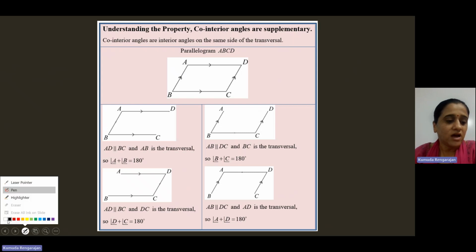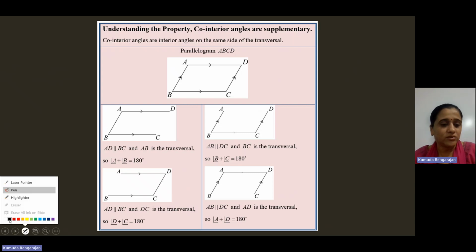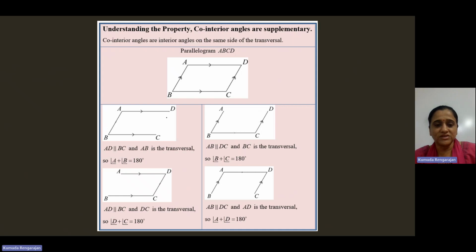So let's understand how this property can be applied in a parallelogram. ABCD is a parallelogram. Now look at this figure. I've erased that side of the parallelogram, which is not needed to understand this property. It's the same parallelogram, but you don't see the side here. See here, AD and BC are the parallel lines and AB is the transversal. These are interior angles on the same side of the transversal.